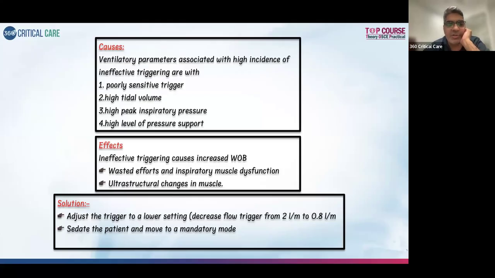How do you correct the situation? You decrease your flow trigger from 2 liters to 1 to 0.5, etc., and then titrate based on the patient's awakeness and effort. And if you don't think it is required for the patient to breathe, because the patient has already some sort of lung injury and you want to protect with protective lung ventilation, in that case you have to sedate and paralyze the patient. That can take away that abnormality.